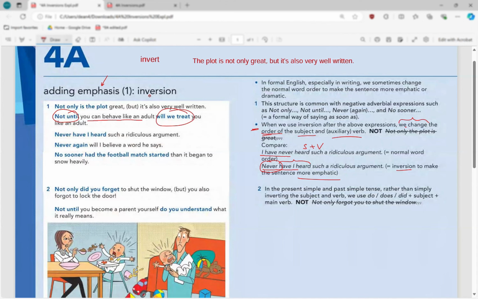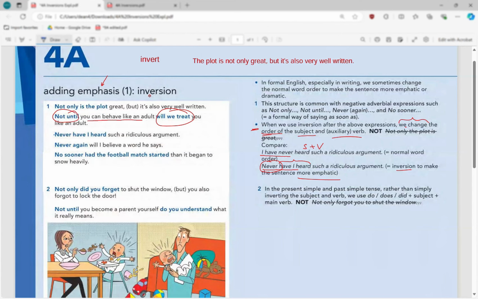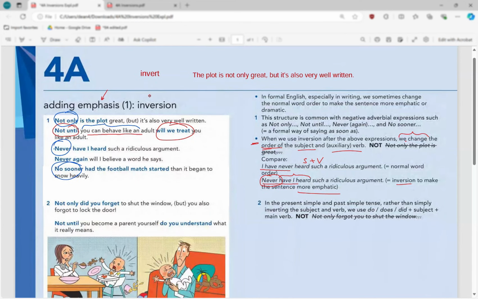Okay? Again, we've got other adverbial phrases, so it's important to memorize. Not only, never or no sooner: the inversion is happening right from the very beginning in the same clause. But "not until," as you can see, here we don't have inversion. So this clause, which has "not until," doesn't have the inversion. Inversion happens in the second part. So we need to memorize this part, guys.